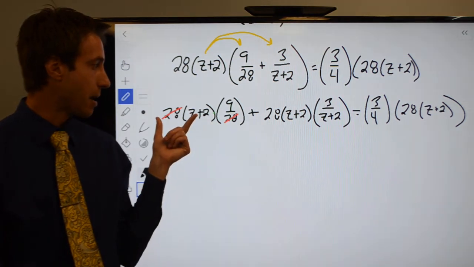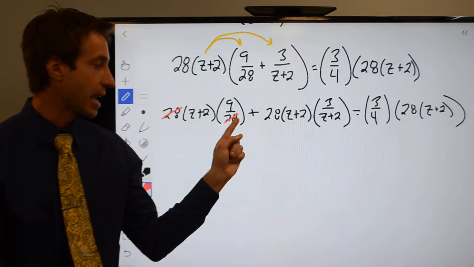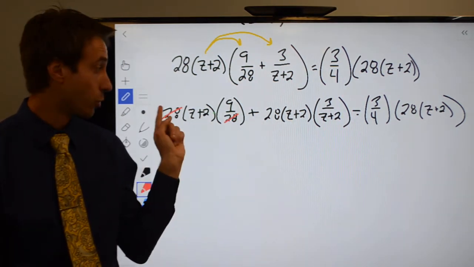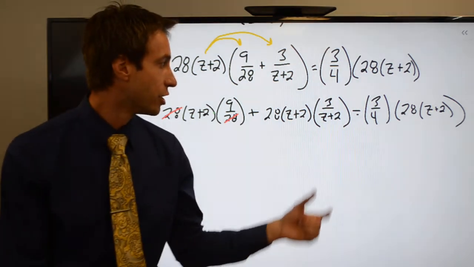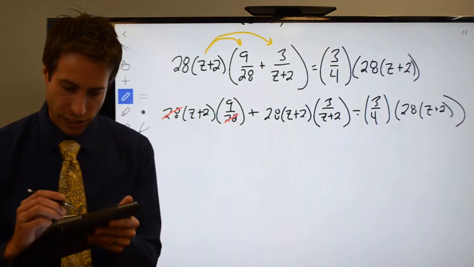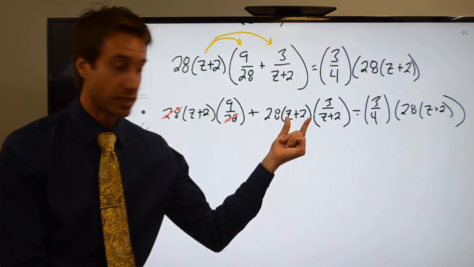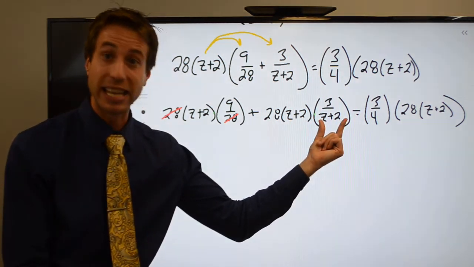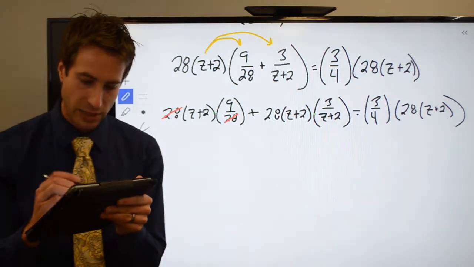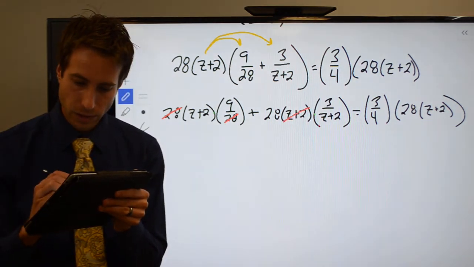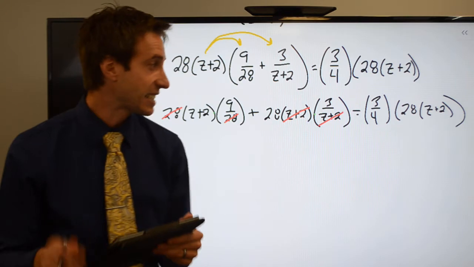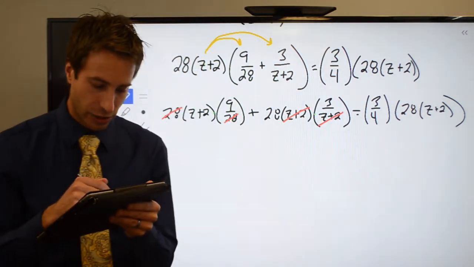This was my LCM. I multiplied this fraction by the LCM, and the denominator canceled with the 28 in the numerator. Awesome. Check this one out, right? I got multiplication right there, which means in the numerator, z plus 2, and in the denominator, z plus 2. Yep, you guessed it. Gone. Fantastic.